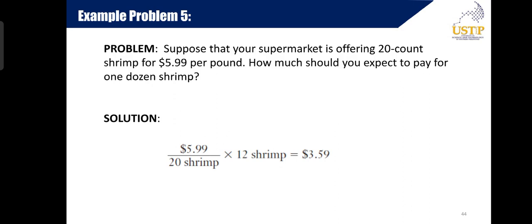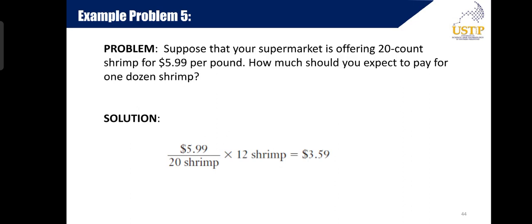That's the calculation. The supermarket is having a $5.99 sale for 20 shrimps. And then you just wanted 12 pieces of shrimp. Your budget is just below 5.99, and to save money, you just wanted 12 shrimp. So all you have to do is calculate using the following.